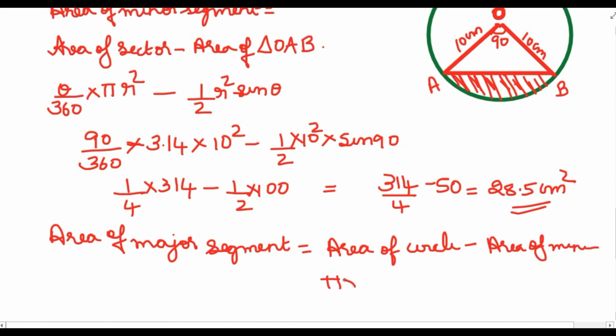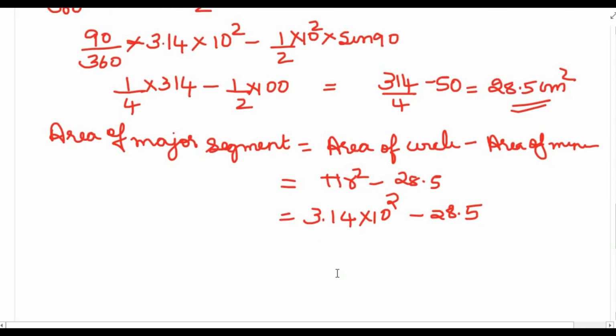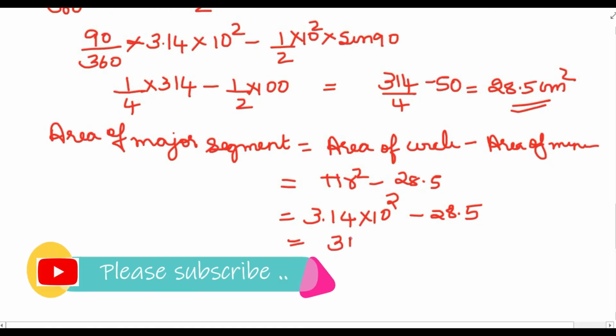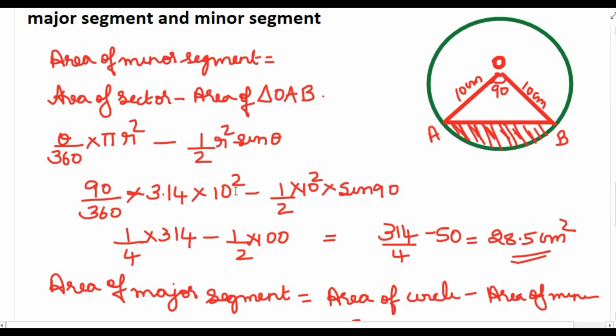Area of circle is pi r square. Area of minor segment we just got as 28.5. Now if you want, you can simplify this, which is equal to pi is 3.14 into 10 square minus 28.5. So which is equal to 314 minus 28.5. So the answer is 285.5 centimeter square.